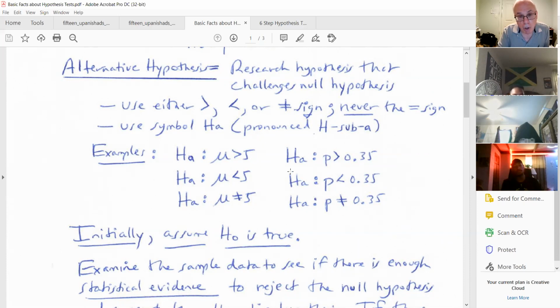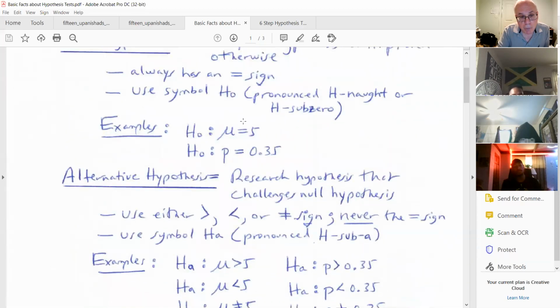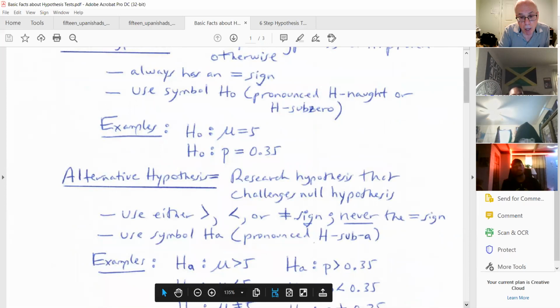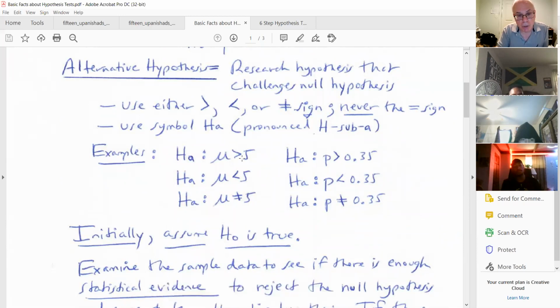So the null hypothesis will have an equal to sign, and the alternative hypothesis will have one of these three signs, not all three of them. It doesn't make any sense to have all three. Just one of these, depending on the problem. The wording of the problem will tell you whether it's going to be greater than, less than, or not equal to.